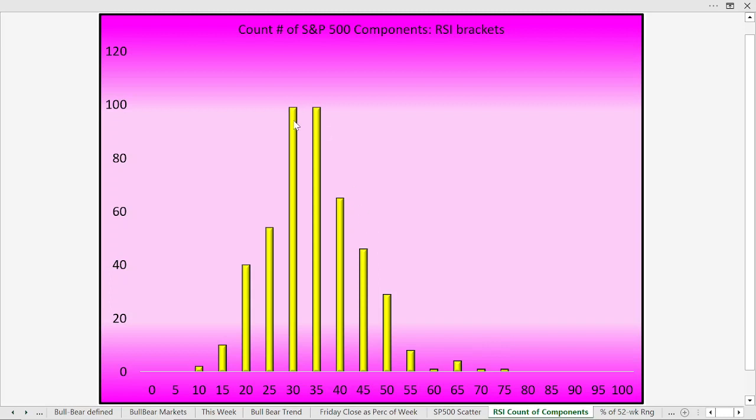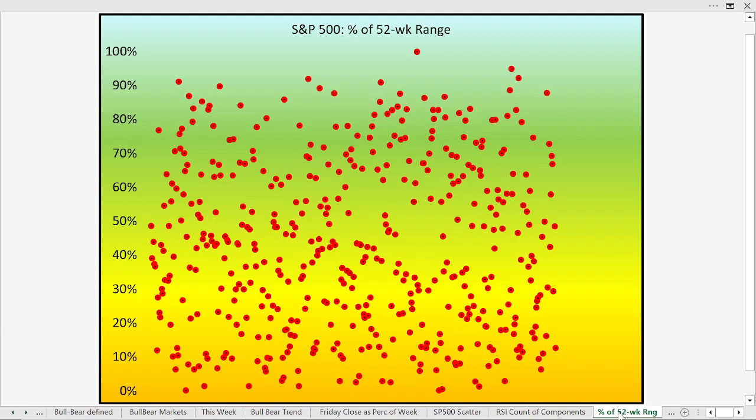99 stocks have an RSI of 30 to 35. Another 99 have an RSI between 35 to 40. In fact, almost all the stocks in the S&P 500 have a relative strength index reading of 50% or less. Now, this is a very reactive indicator, it changes very quickly. This week's trading activity sent us from a neutral to a negative trend on the stock market, on the S&P 500.